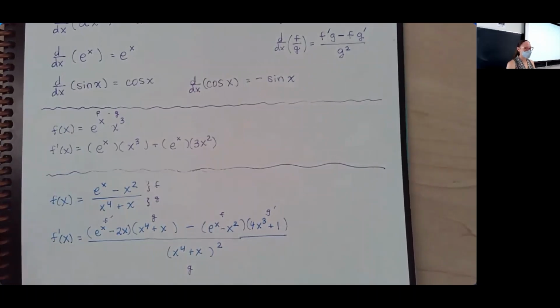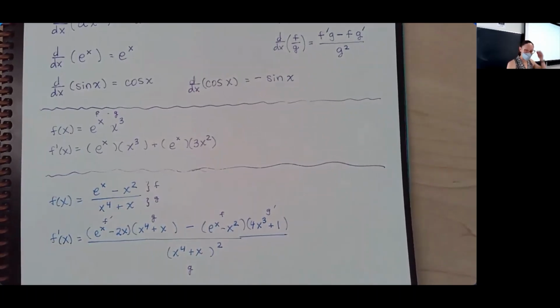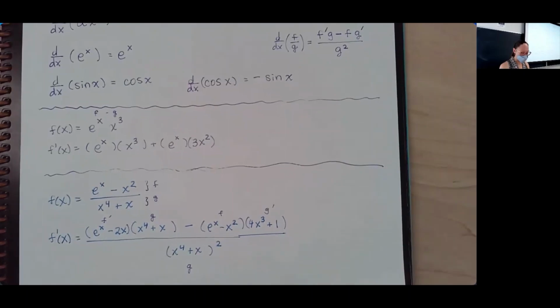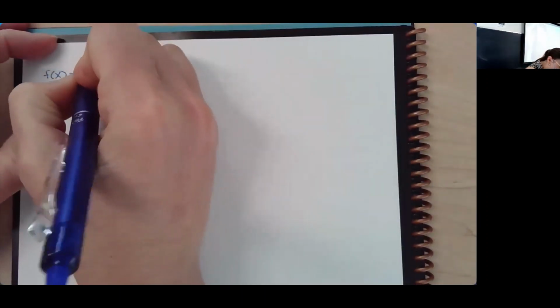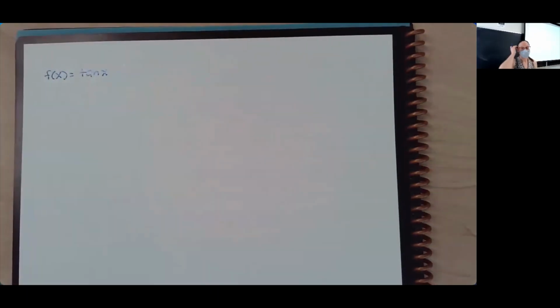Now that we've got the quotient rule, it also means that we can get all of the rest of our trig derivatives. So that's where I'm going to go next so that we can add to our list of stuff to memorize. So let's say that my function is tangent of x. By the way, I've seen this show up as a quiz question before: use the quotient rule to derive the derivative of tangent of x.